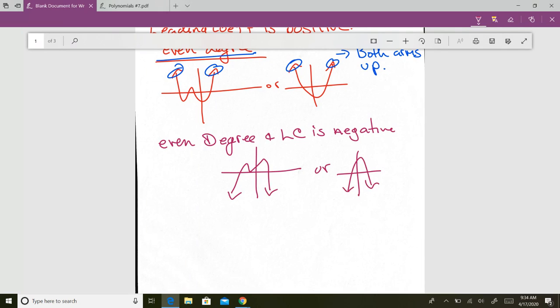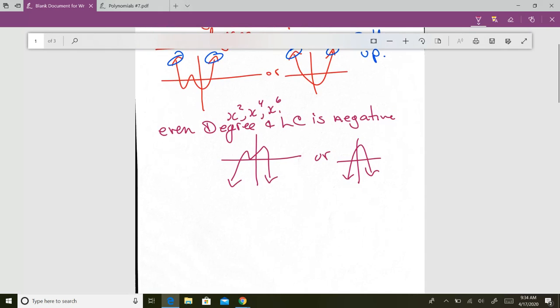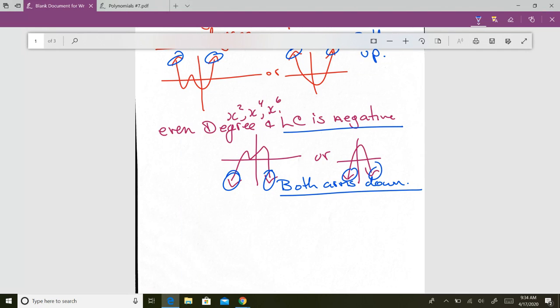And the number of bumps here is going to be dependent on the actual degree. All that matters is that it is even. So by even, x to the power of 2, x to the power of 4, the power of 6. All right, any even. So both arms are down. Basically, when the degree of the function is even, the arms are in the same direction. The left and the right arm are always going to be in the same direction, either up or down, and that's going to depend on the leading coefficient.